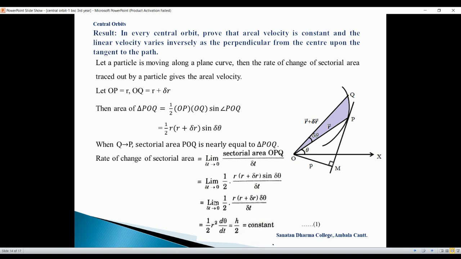And we discussed in the first video that this result is equal to h by 2. So the rate of change of sectorial area, that is areal velocity, is h by 2, which is constant. So we proved the first result here.